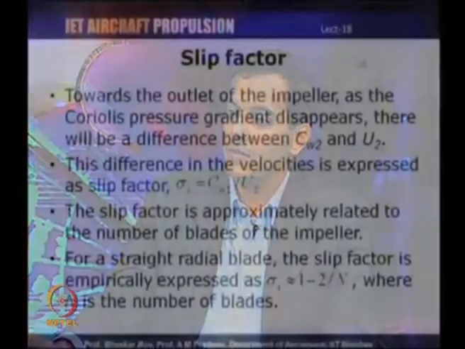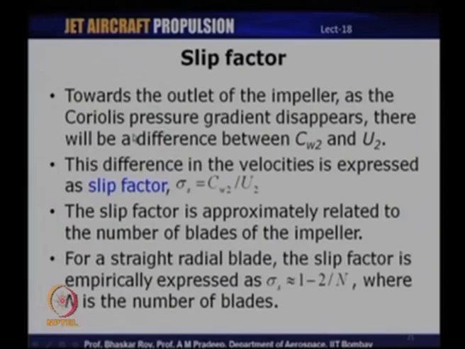Towards the outlet of the impeller, the Coriolis pressure gradient will disappear, because at the exit there is no more Coriolis pressure gradient there. As it disappears, there will be a difference between the tangential velocity and the blade speed. This difference is known as the slip factor. It is the ratio of this difference, Cw2, which is the exit tangential velocity, divided by u2, which is the exit peripheral velocity of the impeller. And it is now known that the slip factor is related to the number of blades in the impeller.